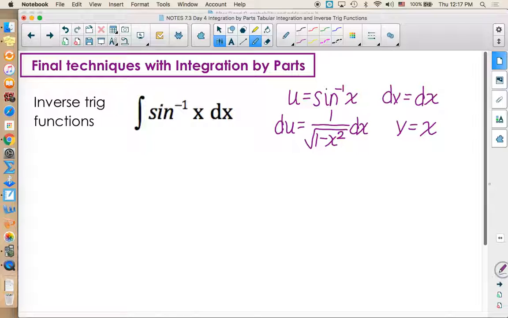then v is x. So as I go to put this back in here, I'm going to get that the integral of the inverse sine is my u times my v, x inverse sine of x, minus, and then the integral of x times 1 over the square root of 1 minus x squared dx.